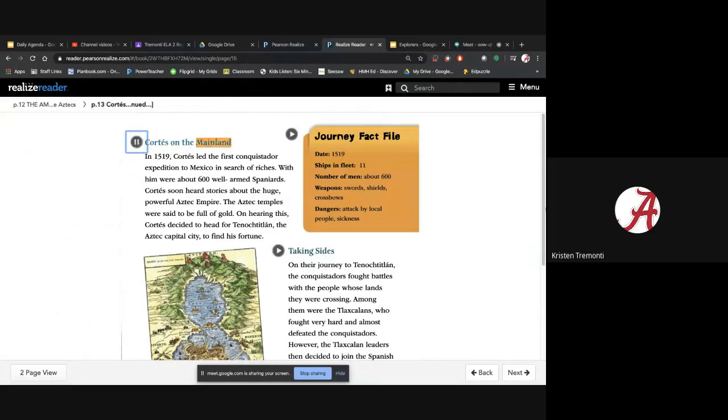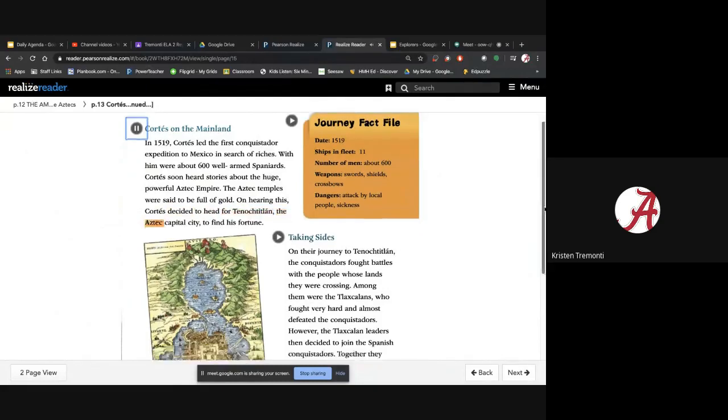Cortez on the mainland. In 1519, Cortez led the first conquistador expedition to Mexico in search of riches. With him were about 600 well-armed Spaniards. Cortez soon heard stories about the huge, powerful Aztec Empire. The Aztec temples were said to be full of gold. On hearing this, Cortez decided to head for Tenochtitlan, the Aztec capital city, to find his fortune.